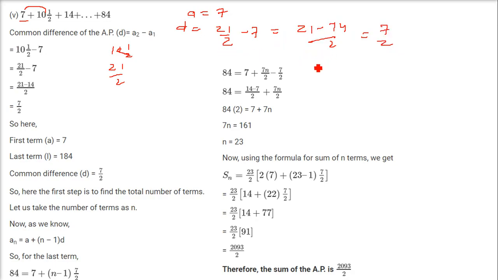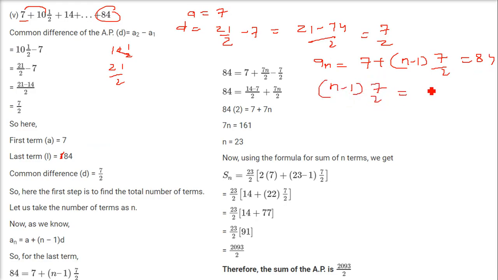Now the nth term, an, is a plus n minus 1 into D. A is 7, so 7 plus n minus 1 into D, which is 7 by 2, and this is given as 84. It's 84 only. So now n minus 1 into 7 by 2 is 84 minus 7, which is 77. 7 7s are 77, 7 2s are 14. So n minus 1 is 14.